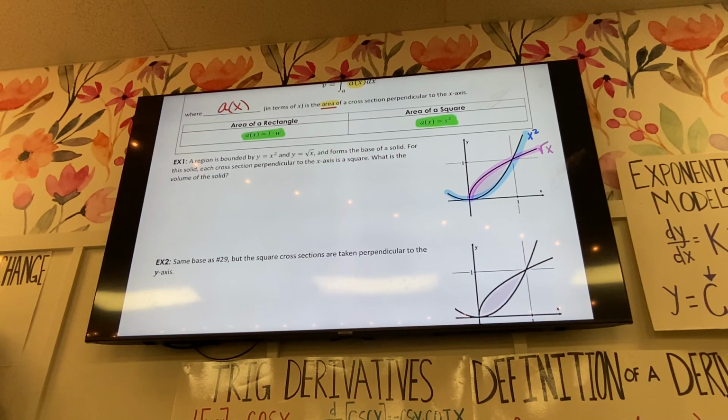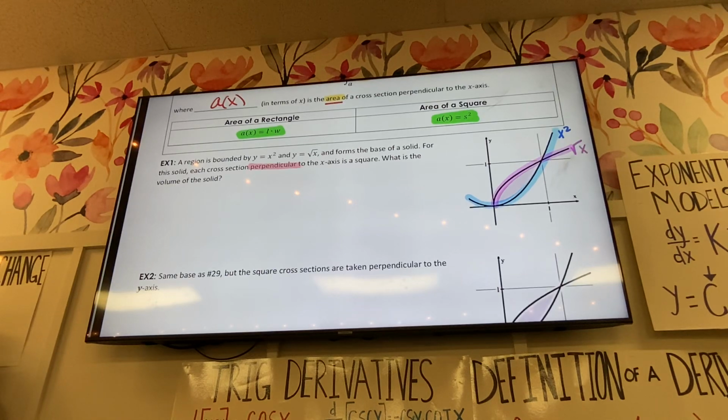There are two important things you are looking for on these questions. The first thing is, what are you perpendicular to? Because that is going to tell you if you are in terms of x or in terms of y. Because we are perpendicular to the x-axis, I know that my whole function is going to be in terms of x. Your bounds need to be x, your function needs to be x, your ending will be dx.